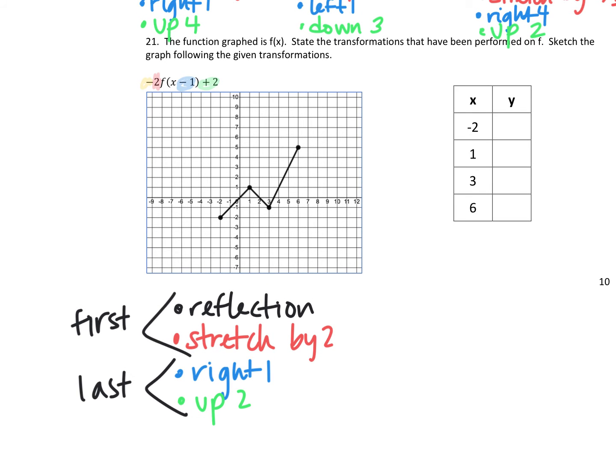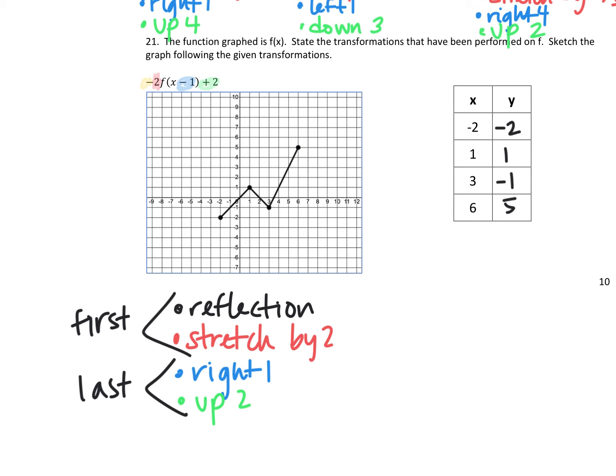The first thing that we're going to do is get our points. So I'm going to use this table to write down my 4 points. My 4 points are (-2, -2), (1, 1), (3, -1), and (6, 5). I'm just getting those points from these points right here.